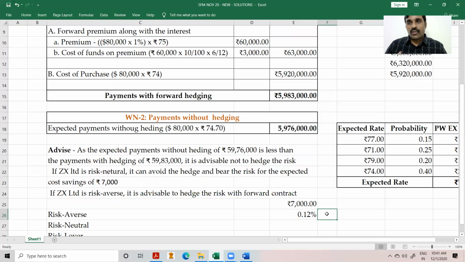That's it. If you want peace of mind, if you don't want to take the risk, in that case you can go for the forward contract. Let the cost be exceeded. Hardly 0.12% cost is exceeded, but you are risk averse. We are ready to sacrifice this much of profits with a view to avoid the risk.